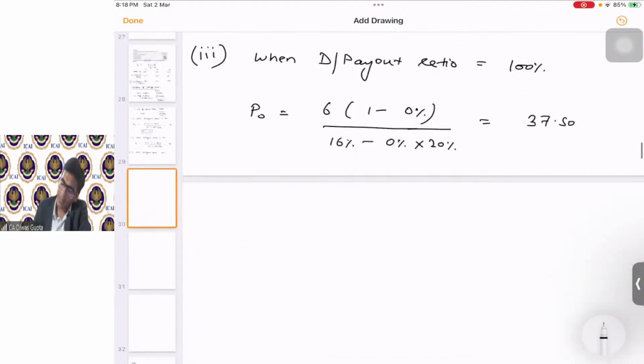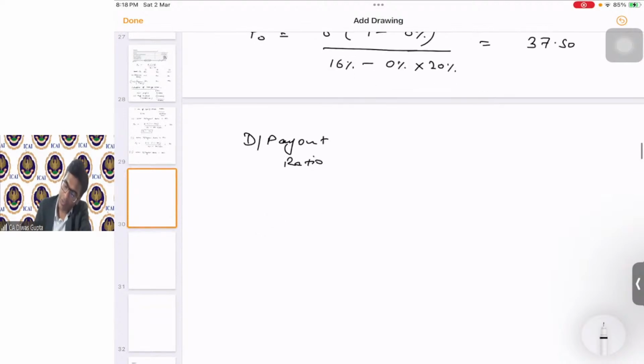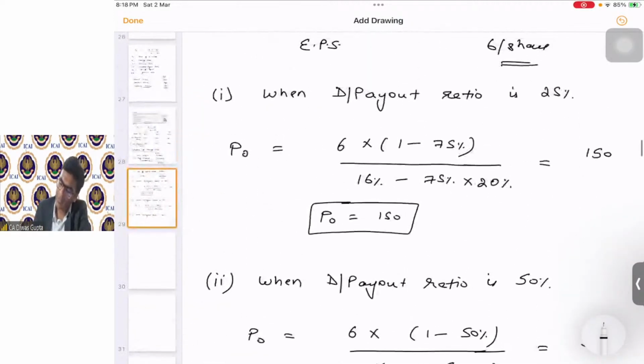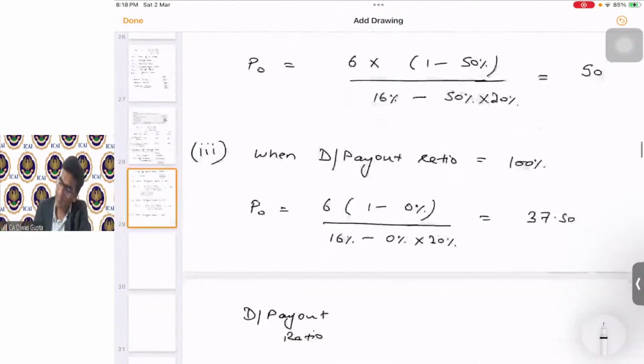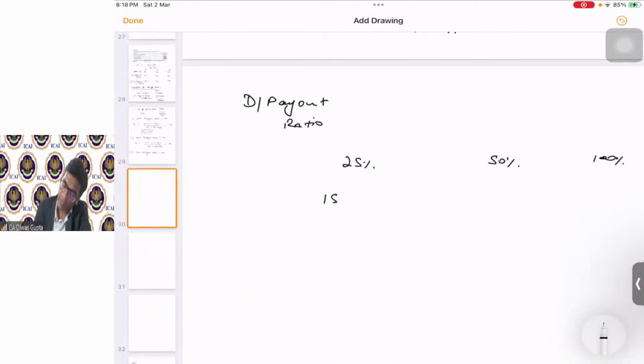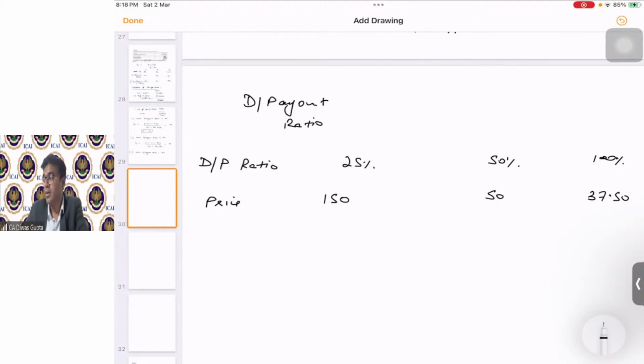Okay. Now let us plot this. The dividend payout ratio was how much? 25%, 50%, and 100% in the third case, right? 25, 50, and 100. So the prices are 150, 50, and 37.50. These are the prices. This is the DP ratio. Correct, friends? Yes, Harmisha, now your answer is correct. 37.5.